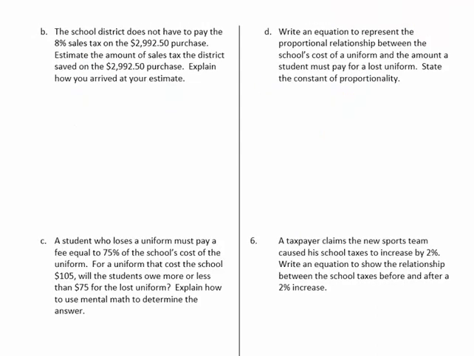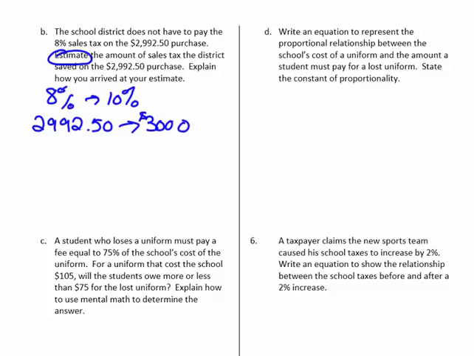So over here, the school district does not have to pay the 8% sales tax on the purchase. Estimate the amount of sales tax the district saved. Explain how you arrived at your estimate. I'm going to take 8% and round that up to 10% because that's a lot easier to deal with. And I'm going to take my $2,992.50 and make that $3,000. So now I just need 10% of $3,000, which, based on the examples you looked at before, we know is just moving the decimal, so it's approximately $300.